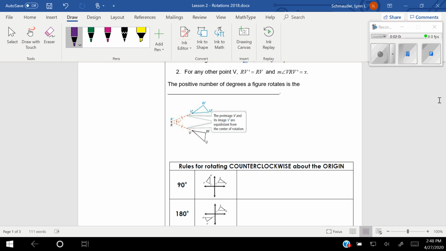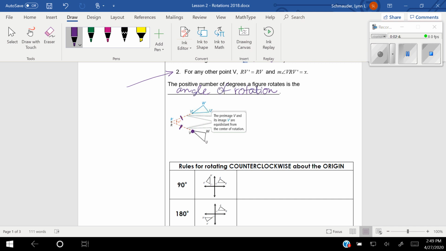Okay, so here's our picture. The positive number of degrees a figure rotates is called the angle of rotation. So let's look at this point V, looking back at this two here, this point V that is not on the center of rotation. So here's that point V right there. And what it says is that RV prime equals RV. So in other words, the distance of the point from the center of rotation will be the same for the pre-image and the image, okay?